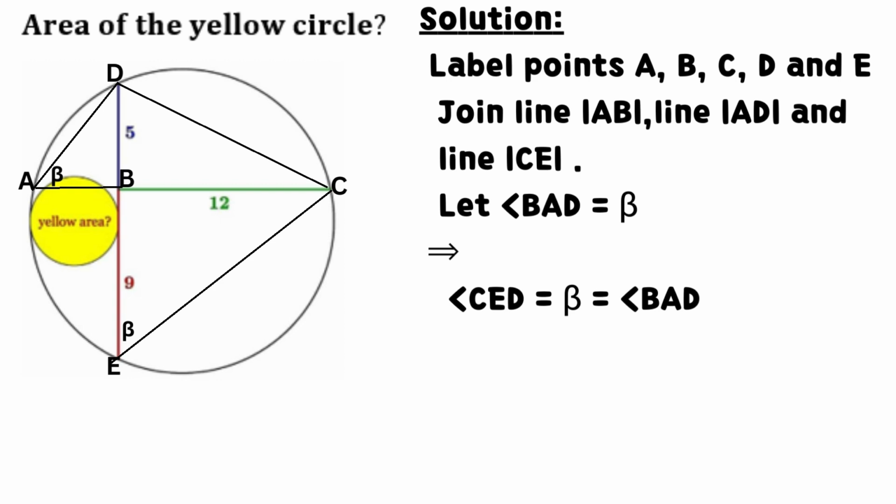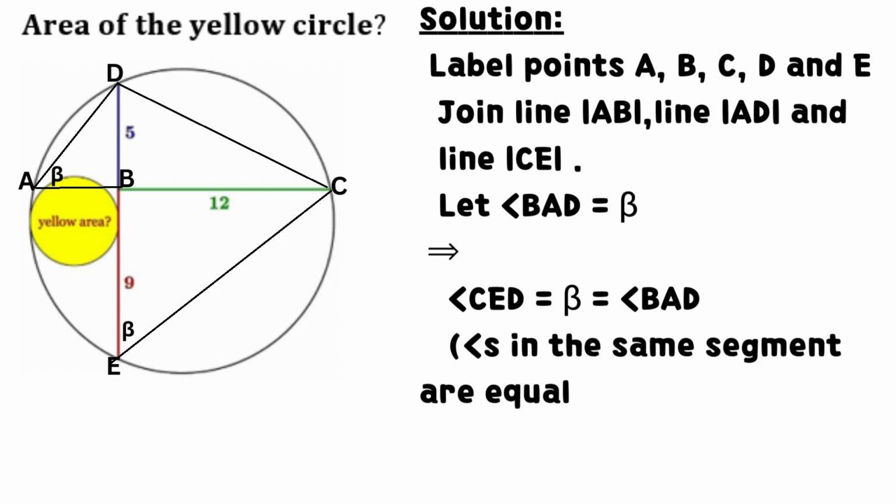Let angle BAD equal beta. This implies that angle CED equals beta, which equals angle BAD. It is because angles in the same segment are equal.